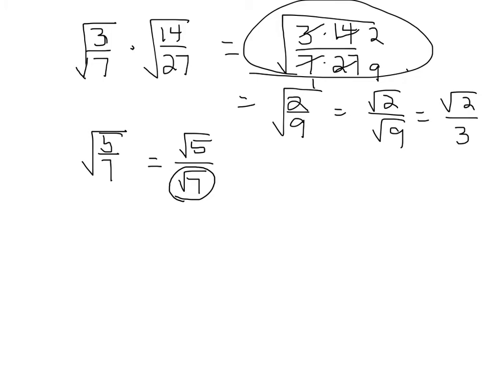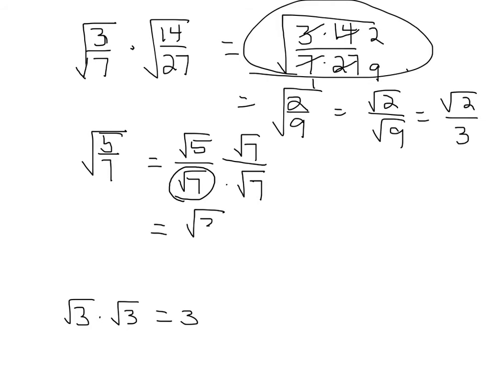irrational numbers. So as I was saying before, we know that root 3 times root 3 is equal to 3. So if I want root 7 to equal a rational number, I can multiply it by root 7. And if I do that to the bottom, I have to do it to the top. So now that equals root 5 times root 7, which is root 35, and root 7 times root 7 is 7.